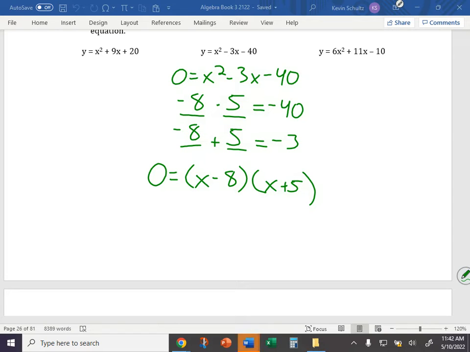Now we want to go one step further and solve the equation for x. What values for x make this equation equal 0? So we look at each expression individually. What value for x makes x minus 8 equal to 0? Someone new? Yvonne? Positive 8. There you go, positive 8. And what value for x makes x plus 5 equal to 0? Negative 5. Negative 5.